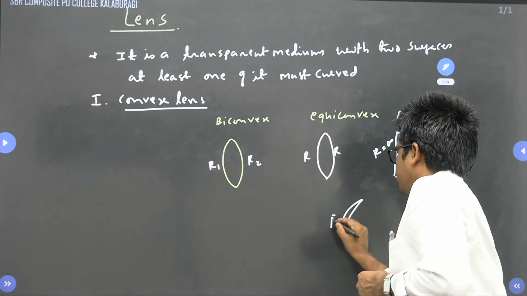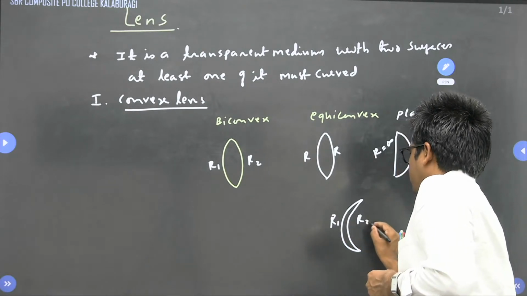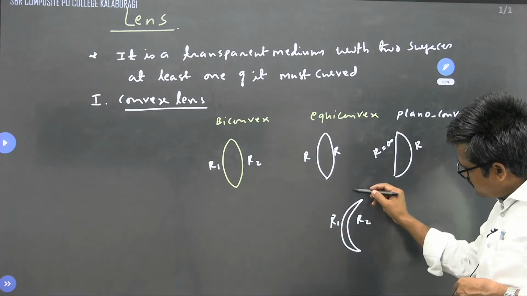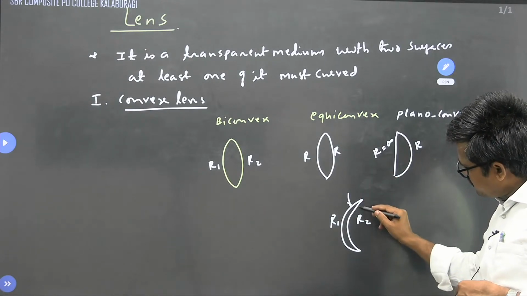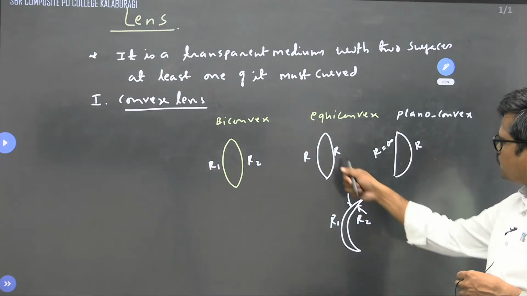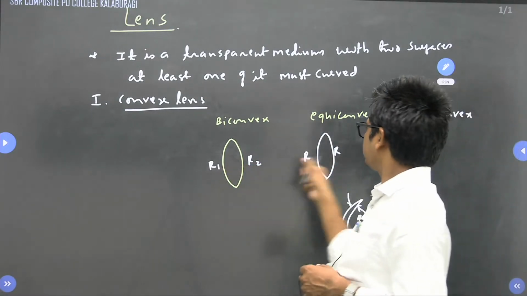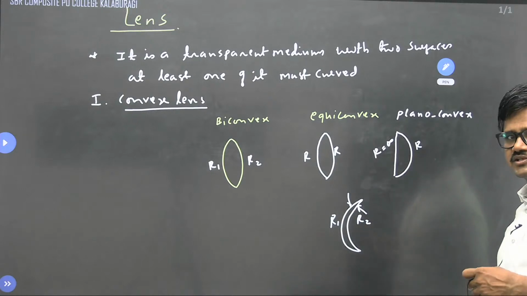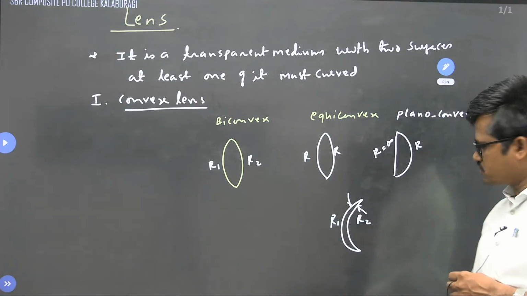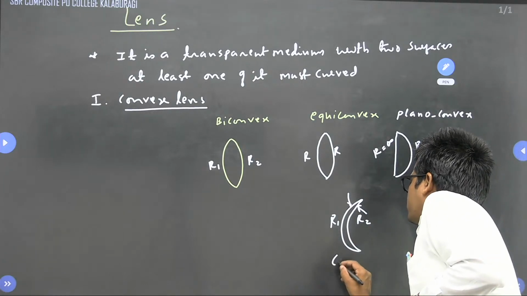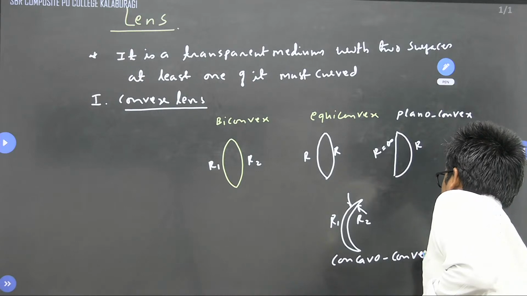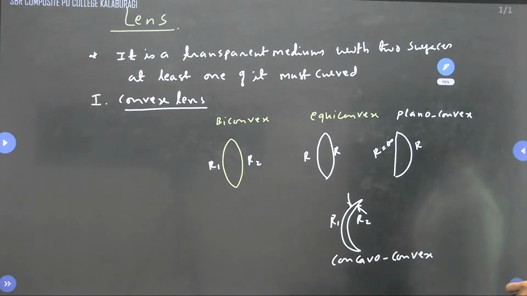The radius of curvature of this is say R1 and of this is say R2. But in this case, this surface is convex and this surface is concave, right or not? In the earlier cases both surfaces were convex, or one was plane and the other convex. Here one surface is convex and the other is concave. This is called concavo-convex.